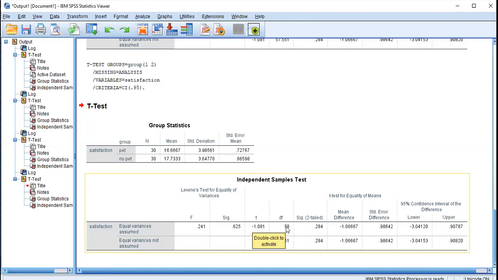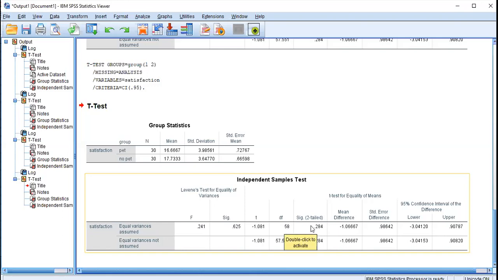Now the degree of freedom in this case is equal to n minus k. We have got 60 values, so n is 60, and k is the number of columns. We have got two groups here, pet and no pet, so k is 2. So 60 minus 2 is 58. This is what the degree of freedom is.